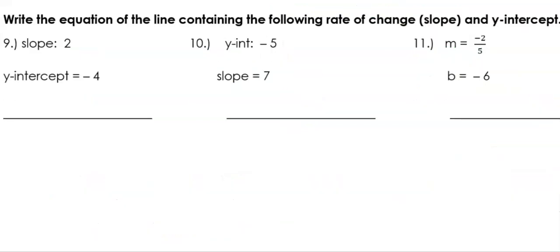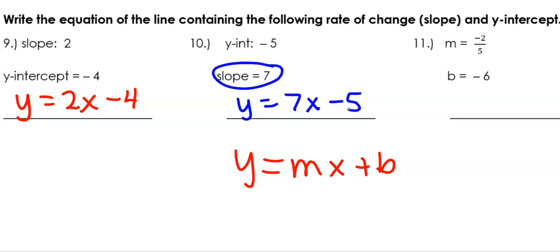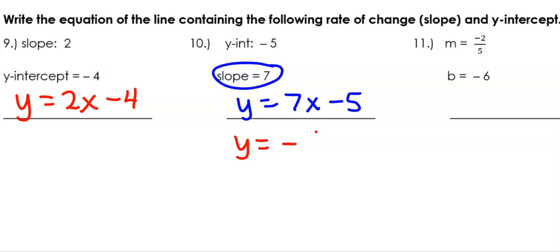The next 3 questions ask you to write the equation of the line, and you can write it in slope-intercept form by writing a y first, the slope as the coefficient of x, and the y-intercept in the b value. Number 10, the slope is 7, the y-intercept is 5. You could also write it in the order in which you were given the numbers, as long as your signs are correct and your slope has an x. The last one would be y equals -2/5 x minus 6.